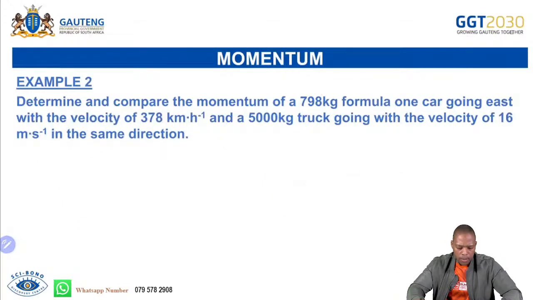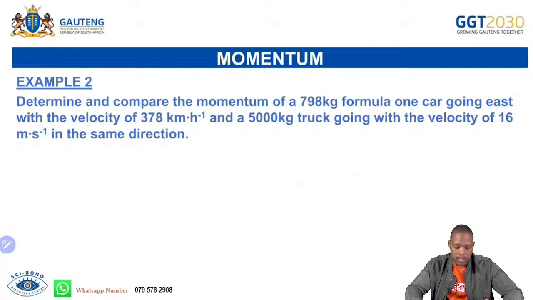Okay, here's example 2 for momentum. Now they say determine and compare the momentum of a 780 kilogram Formula 1 car going east with a velocity of 378 kilometers per hour and a 500 kilogram truck going with the velocity of 16 meters per second in the same direction. So we're still working with that truck, which is 5,000, going in the same velocity of 16 meters per second.